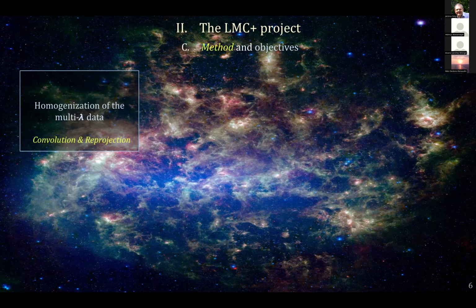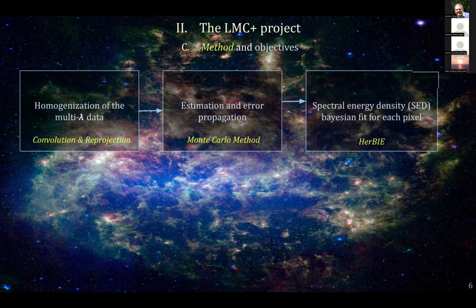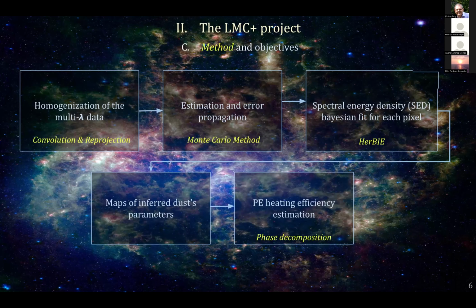So the method: Fred mentioned that we are doing spatially resolved SED fitting. So we need a one-to-one correspondence between each pixel of each map. And so we have to homogenize the data by convolution and reprojection. We also estimated and propagated the errors with the Monte Carlo method. And finally, we fit the SED for each pixel using Erlang. Then we created some dust property maps and finally estimated the efficiency of the photoelectric heating.